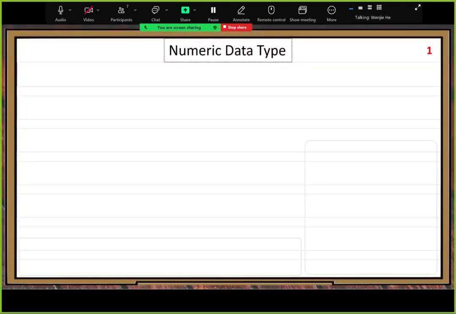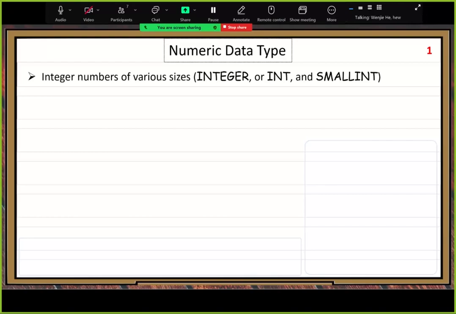All right. First, let's look at the numeric data type. There are several numeric data types, but two main types. One is the integer type, another is floating point. These two types are numeric data. So the integer part, there are a few types.